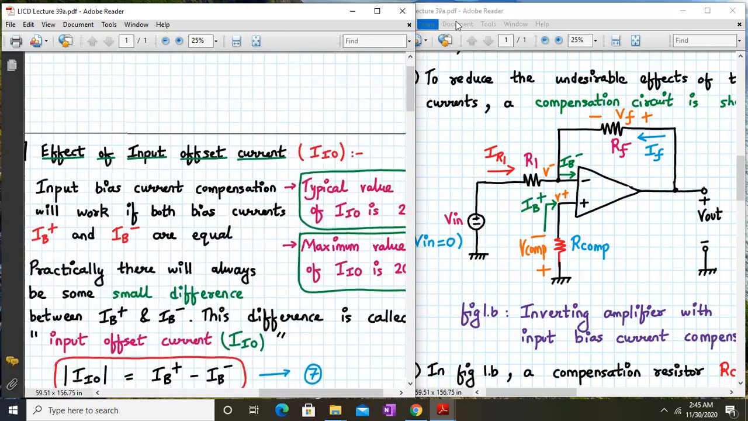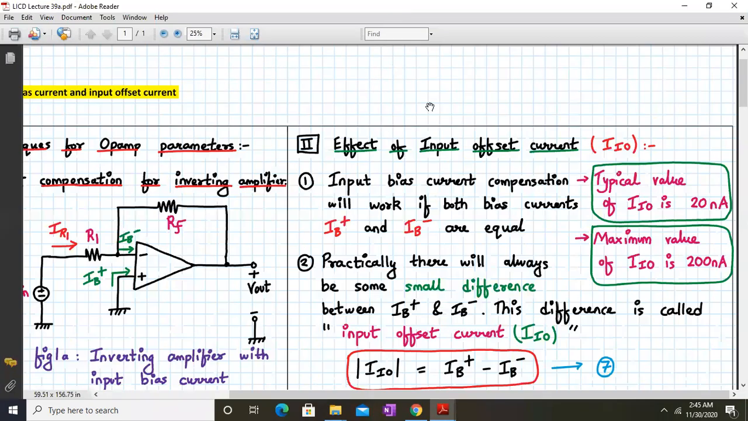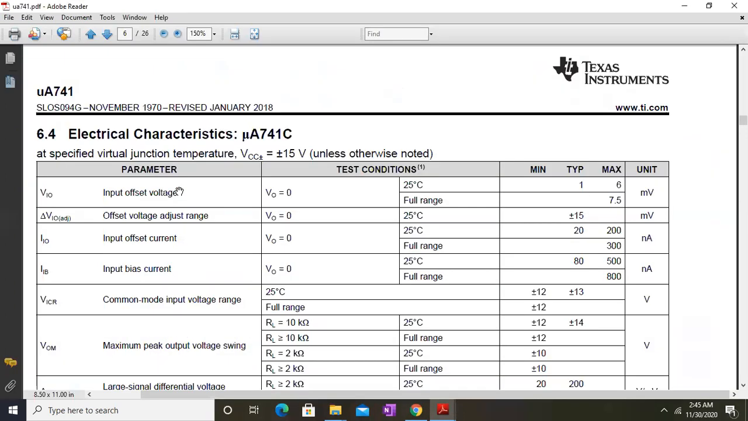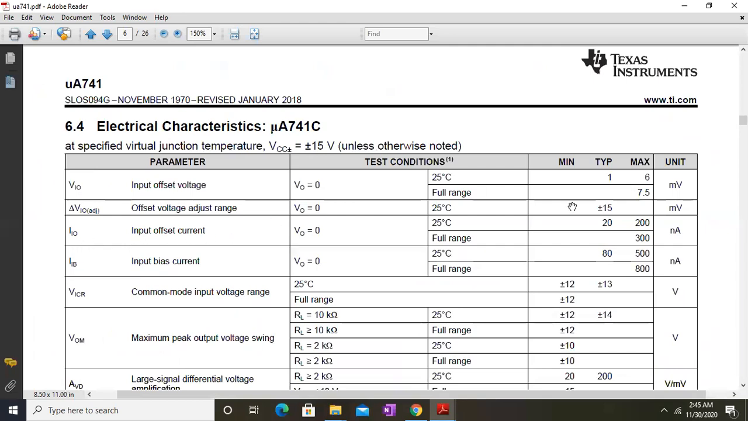Now the next topic will be slightly more in depth: the effect of input offset current, IIO. There is a concept of input offset current, and it's even present in the data sheet. Yes, IIO, input offset current. That is typically around 20 nanoamperes of current.